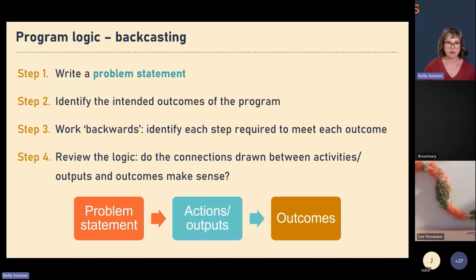So these steps are what we would call actions or outputs. Depending on which funding bodies you're used to dealing with, outputs might be a really familiar word to you. If it's not, it just means the actual things that the people running the project or the program do. And where program logic gets really useful is you want to see whether the connections that you're making between the problem statement and the outputs, and then between the outputs and the outcomes, make sense.